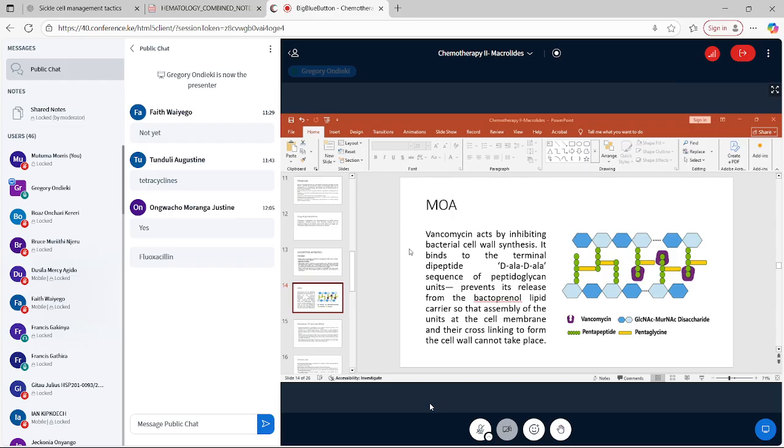It binds to the enzymes responsible for cross-linking, preventing formation of the peptidoglycan. What are these?